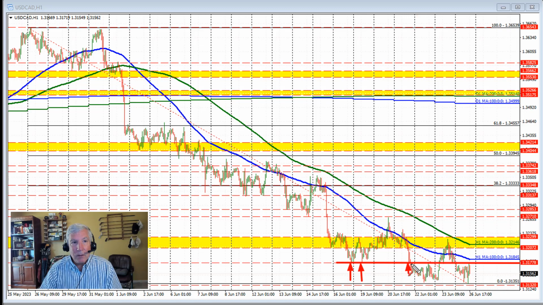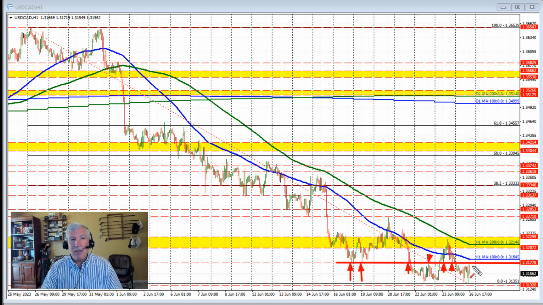Then we fell below the level through here and used that level as resistance, until the market moved back above the level on Friday's trade. Then we found support against the level. So we've been rotating back and forth between support against the 77 level and resistance against the 77 level. The current bias is resistance against that 77.8 level.